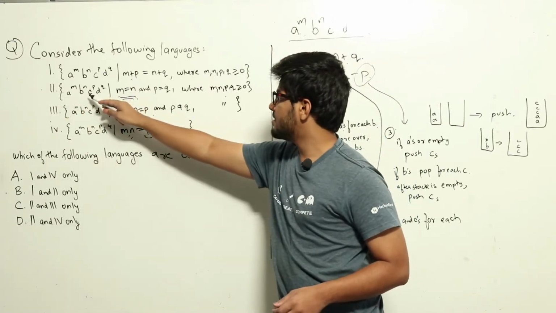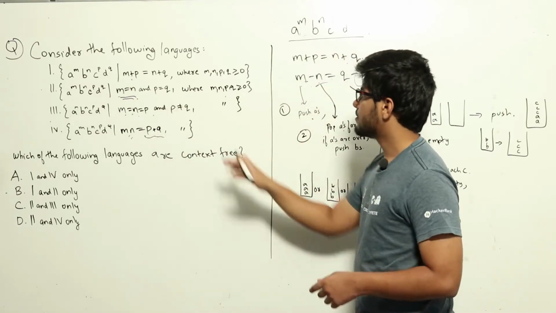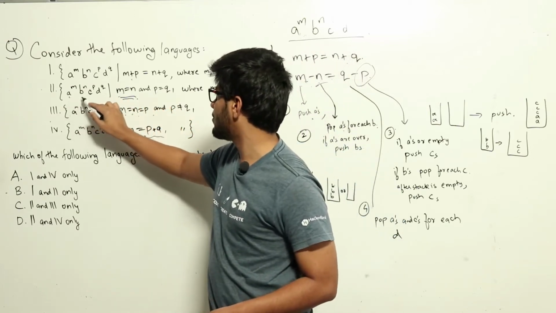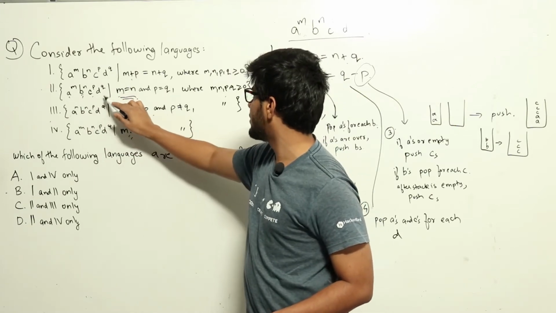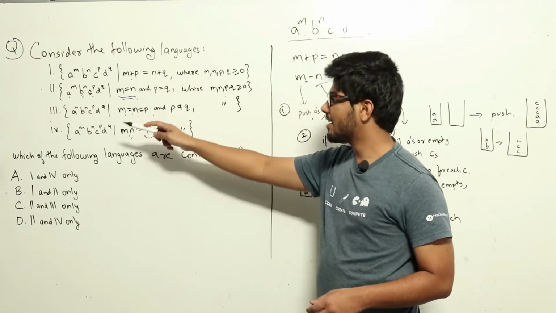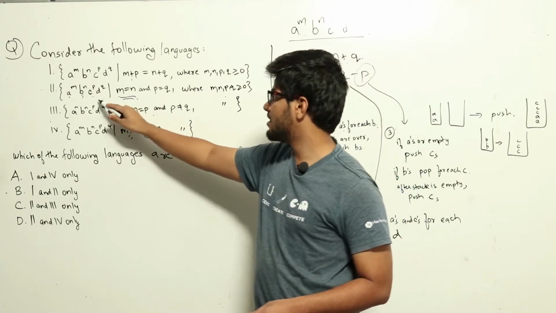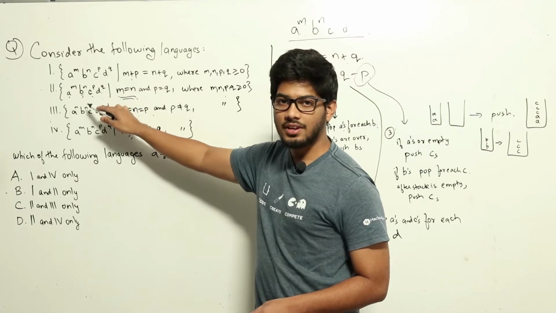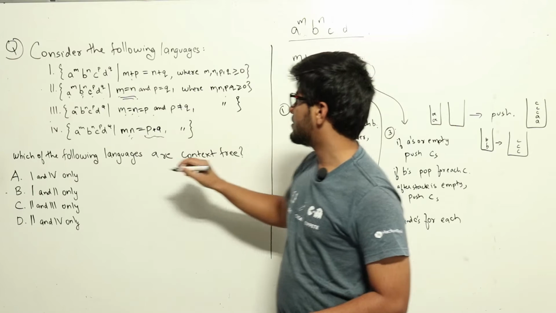A^M B^N C^P D^Q, such that M equal to N and P equal to Q. So this is a standard context free language. Here we need to match the number of A's and B's. Number of A's should be equal to number of B's and number of C's should be equal to number of D's. That we can easily do by pushing A's to the stack, and then for each B we need to pop the A's and then the stack should be empty. After that we need to keep on pushing all the C's, and then for each D we see we'll be popping the C's from the stack and the stack should be empty at the end. So this is easily a context free language.